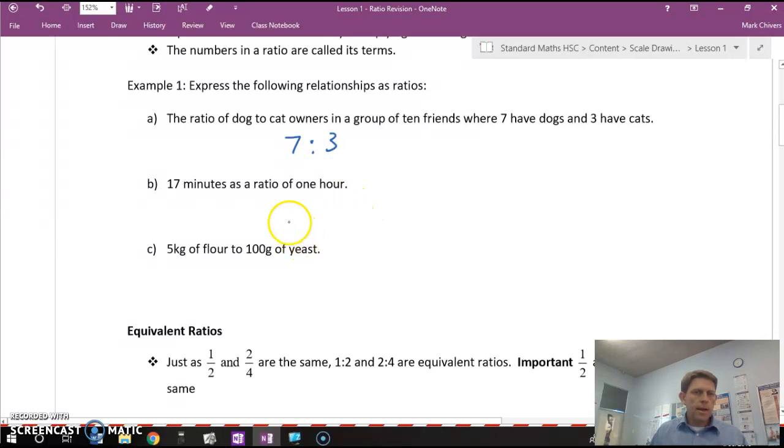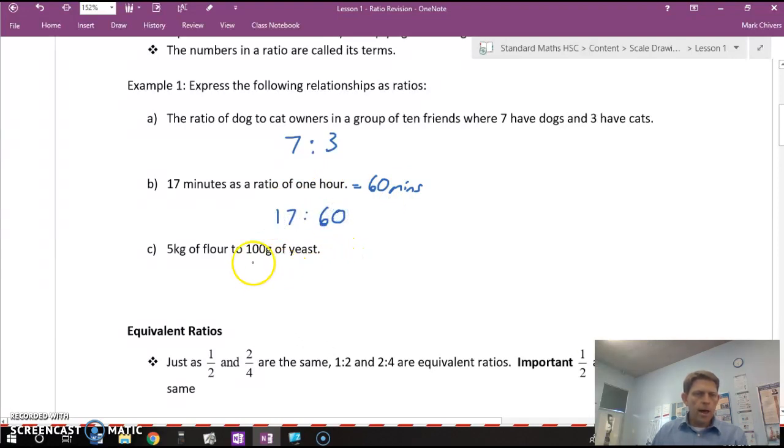Okay. Now, for the next question, we've got 17 minutes as a ratio of 1 hour. Now, obviously, that's minutes, that's hours. I can't use both. So I'm going to say an hour just equals 60 minutes. And that'll make things a little bit easier. So that means I can write that ratio as 17 is to 60.